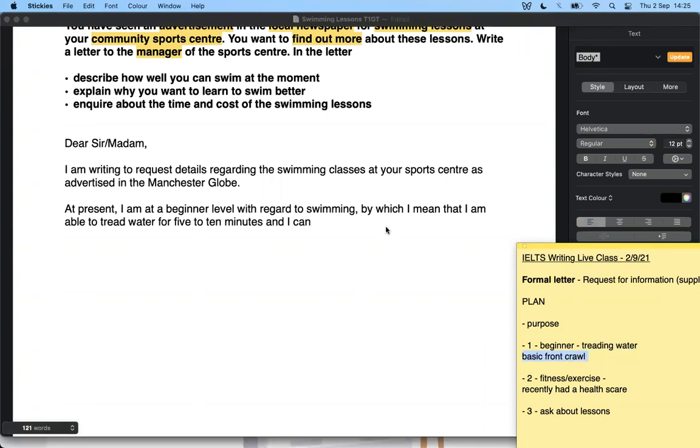And I can, what else can we do? Now I want to talk about this. How can we write about front crawl? What verb would you use? This is a trickier one.